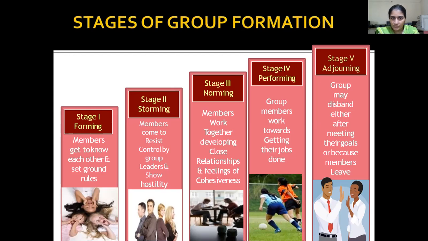They develop close relationships and a feeling of cohesiveness. At the performing stage, group members work towards getting their jobs done to achieve that common goal. And at the end, adjourning, the group may disband either after meeting their goals or because members leave. Okay. Now, in detail, let us see what these stages include.